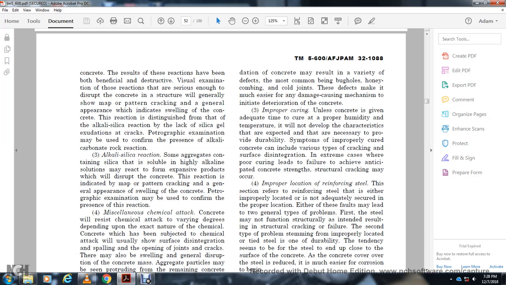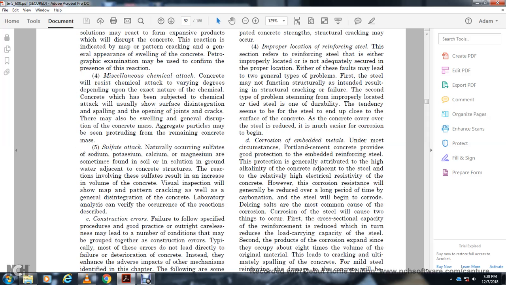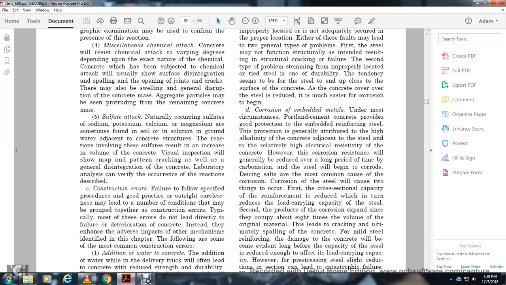As the concrete cover over the steel is reduced, it is much easier for corrosion to begin. Corrosion of embedded metals. Under most circumstances, Portland cement concrete provides good protection of the embedded reinforcing steel. The protection is generally attributed to the high alkalinity of the concrete and its relatively high electrical resistivity. However, the corrosion resistance may be reduced over a long period of time.